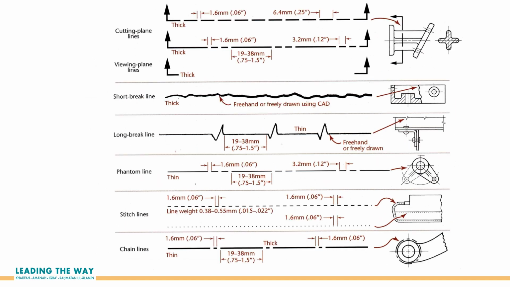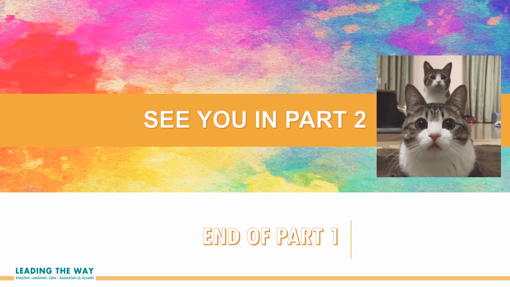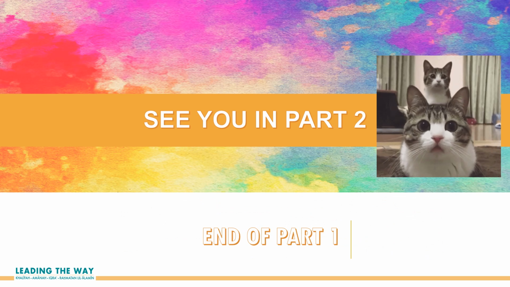Apart from that, there are also other lines that you will see here. For example, the cutting plane line, and then we also have the viewing plane lines, short break lines, long break lines, phantom lines, stitch lines, and also chain lines. So this is some example of how the thickness and the type of the lines are used inside the engineering drawing. So that's the end of part 1 of lecture 1. See you in part 2.